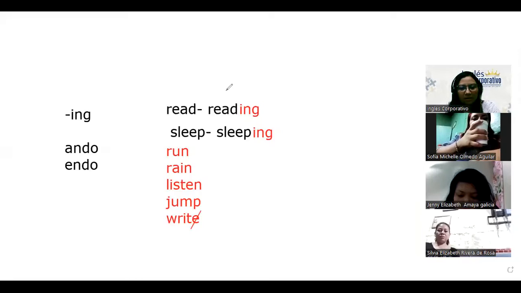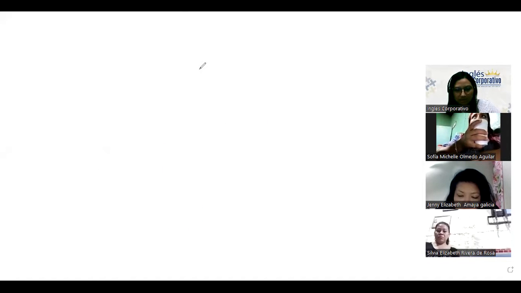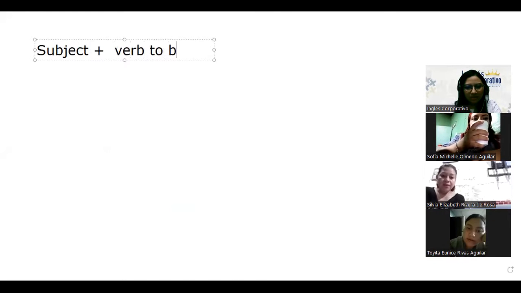List. Affirmative statements. How do we make an affirmative statement? Subject. Creamos la fórmula. Subject. ¿Qué más seguía? Remember the formula. Verb to be. Subject, exactly, plus verb to be, plus verb with ing.